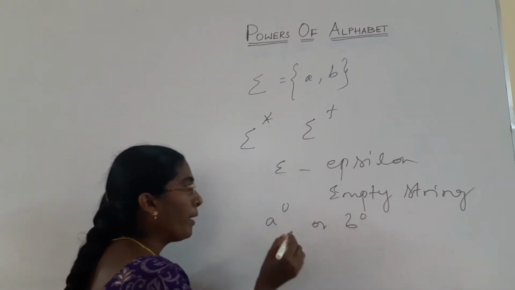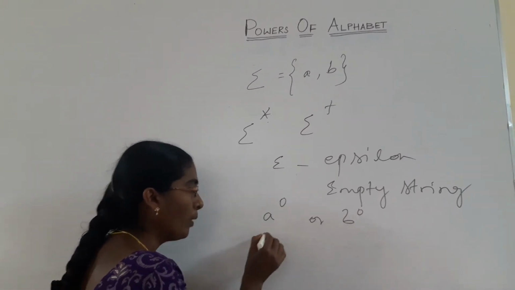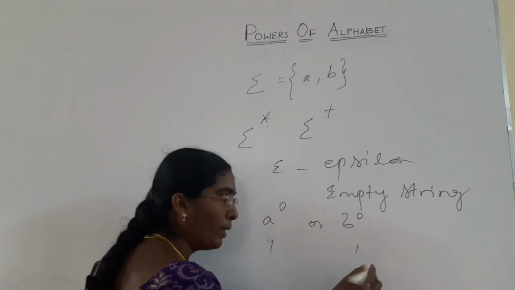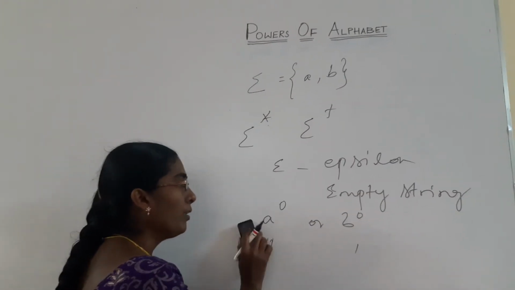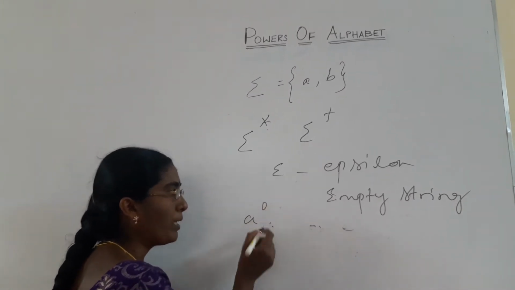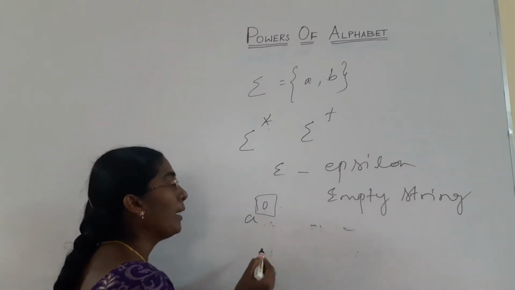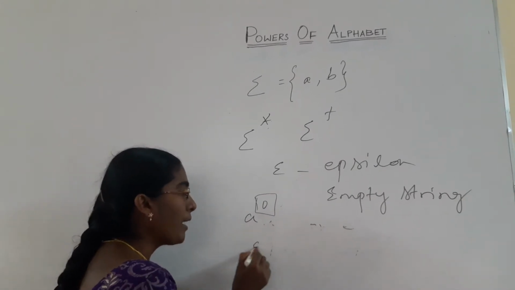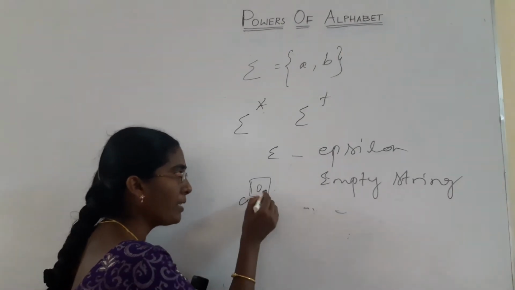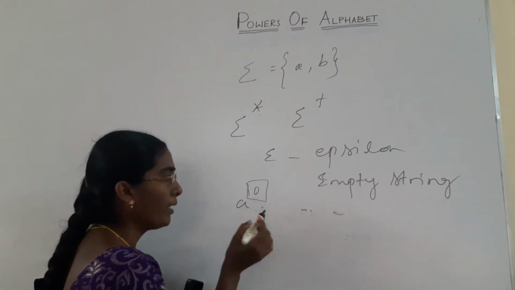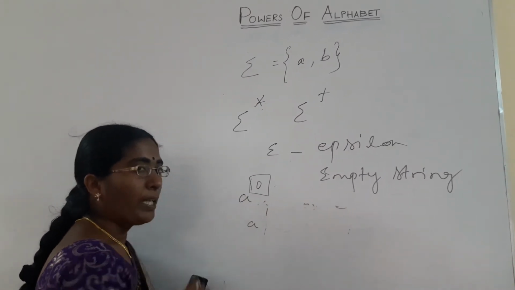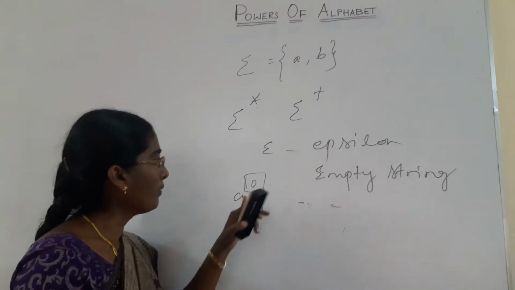What is a power 0 and b power 0? In mathematics, a power 0 is equal to 1, and b power 0 is also equal to 1. But in theory of computation, anything power 0, a power 0 or b power 0, here the 0 represents the number of occurrences of the symbol. That is, a power 1 means a has occurred one time in our string. A power 0 means there is no occurrence of the symbol a, right? So the power represents the number of occurrences of the symbol.